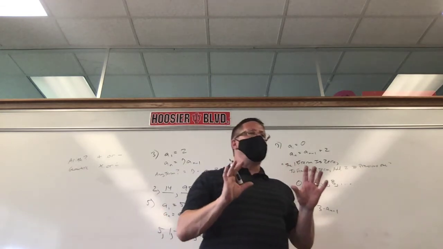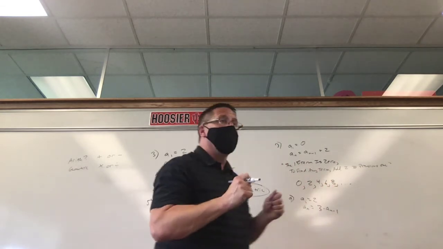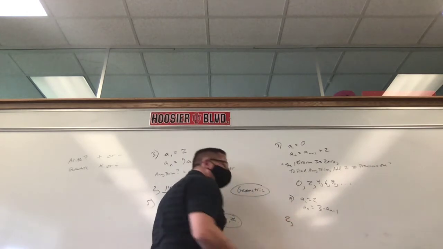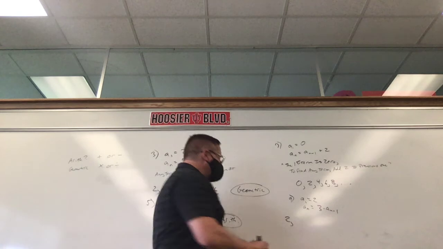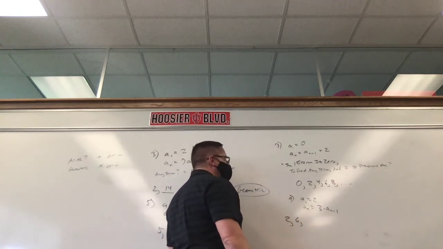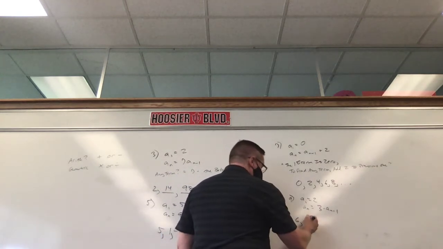What work do you need to do to find the first number? Nothing. They tell you the first number. It's 2. You have to do a little bit of work to find the second number. You times by 3 and you get 6. What's the next number? How'd you get 18? Times it by 6.